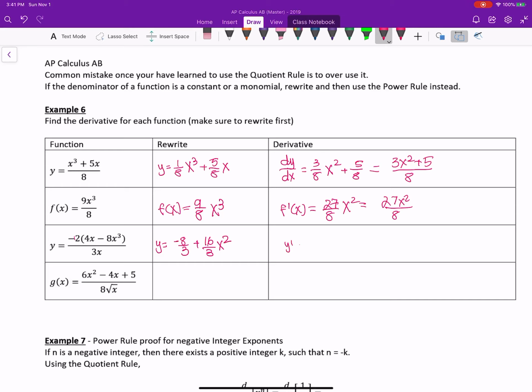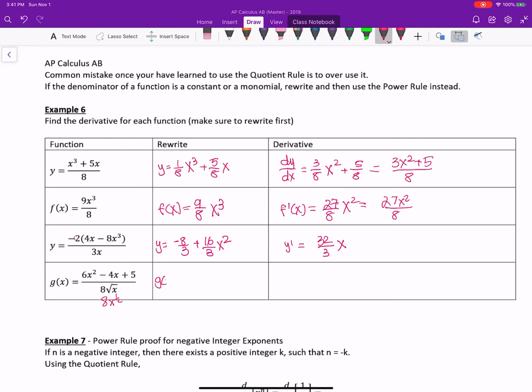So y prime in this case is equal to the derivative of a constant is just 0, so that drops out, and I end up with 32/3 x. Sorry, my handwriting is really bad, so let's try that 3 again. 32/3 x. Same for the next one. Just keep in mind that the denominator is a monomial. I could rewrite that as 8x to the 1/2 and then make that go into each term.